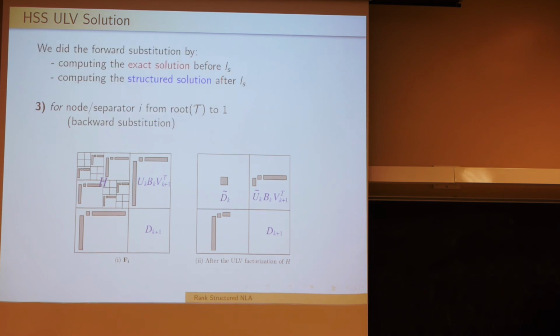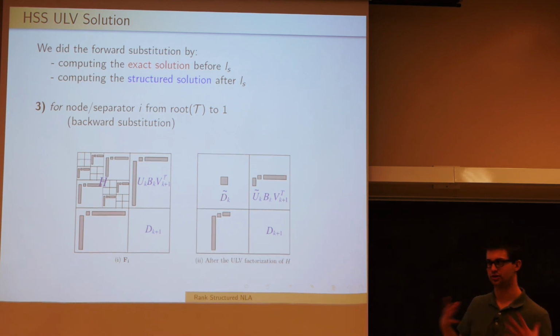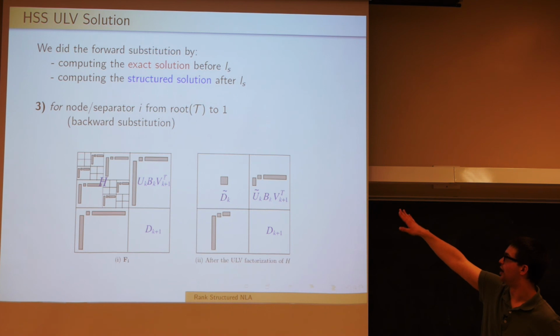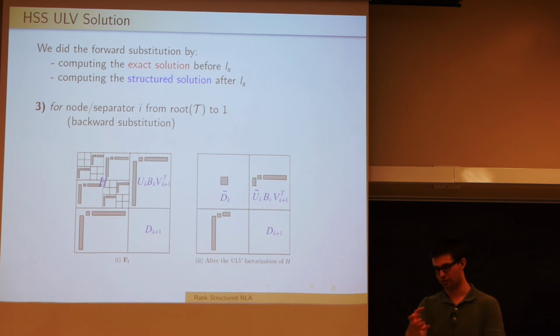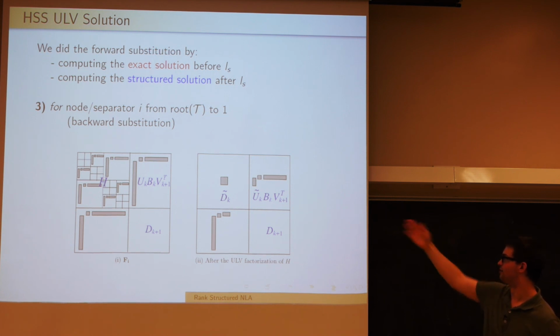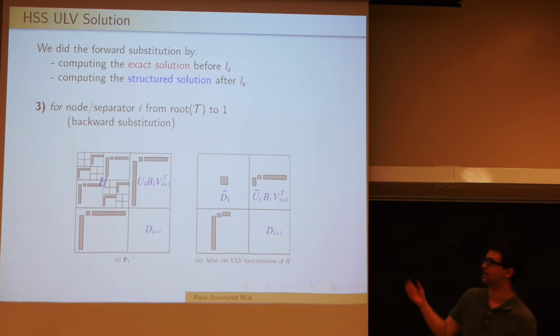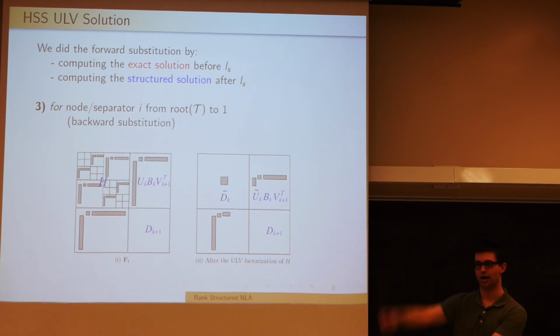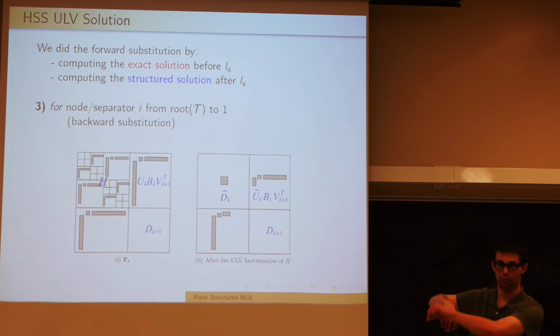So again, to summarize what we've done, before the switching level, we've been computing exact solutions using dense numerical linear algebra, just basic back substitution and forward substitution. And then after the switching level, we compute that part of the solution vector through structured computations. And then the final step is just putting it together. You're traversing the tree for every node and separator from the leaves going up to the root, using our post ordering, and that gives us our entire solution.